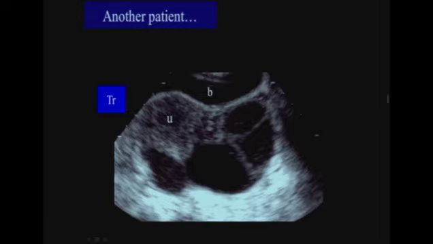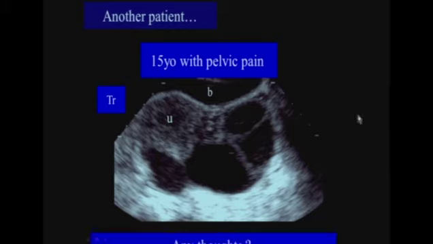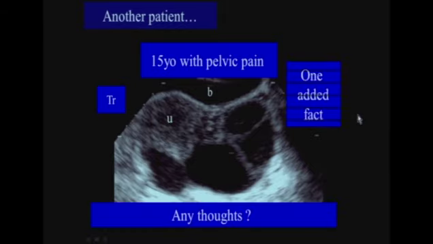This is another patient with pain. Transverse view shows a uterus marked U, but a multicystic, somewhat debris-filled structure in a 15-year-old. And the question is, any thoughts? So one could say one has hemorrhagic cysts, physiologic cysts, but there's an added fact. This person has cervical motion tenderness.